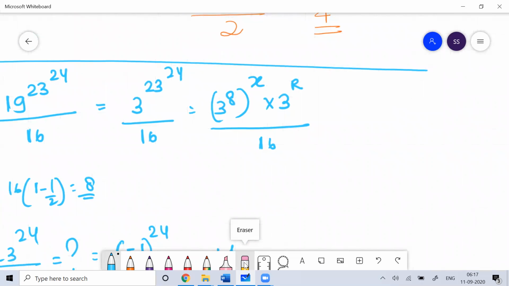So this part anyway is giving you remainder 1. This is 3 to the power 1 by 16. So the answer for this problem would be 3.